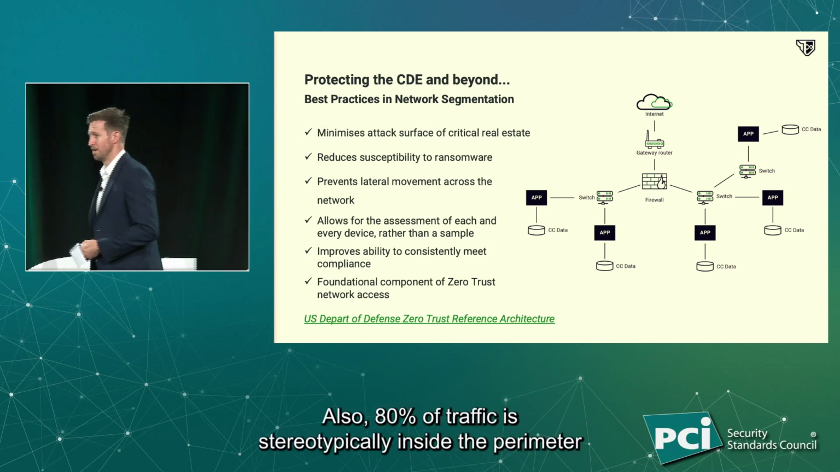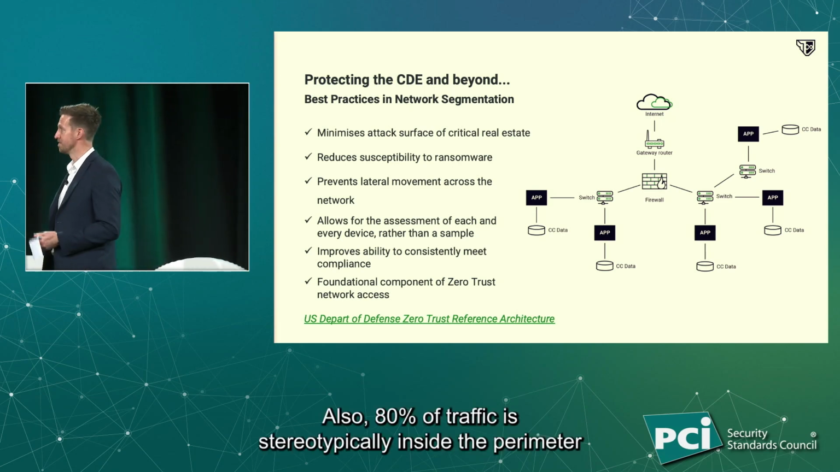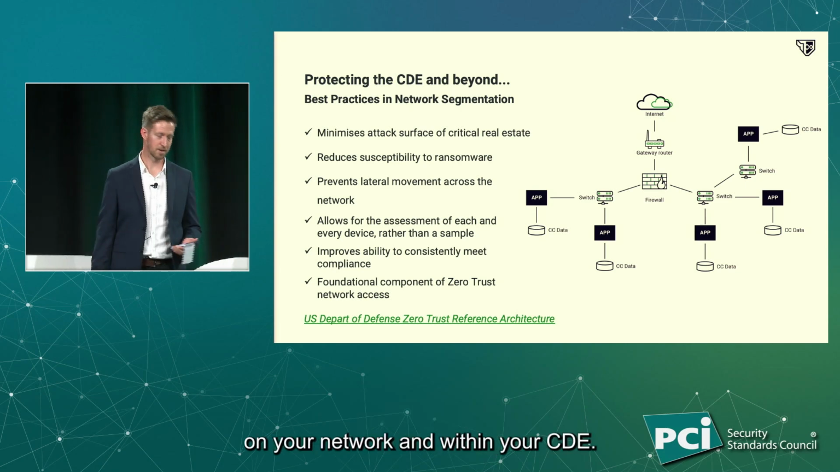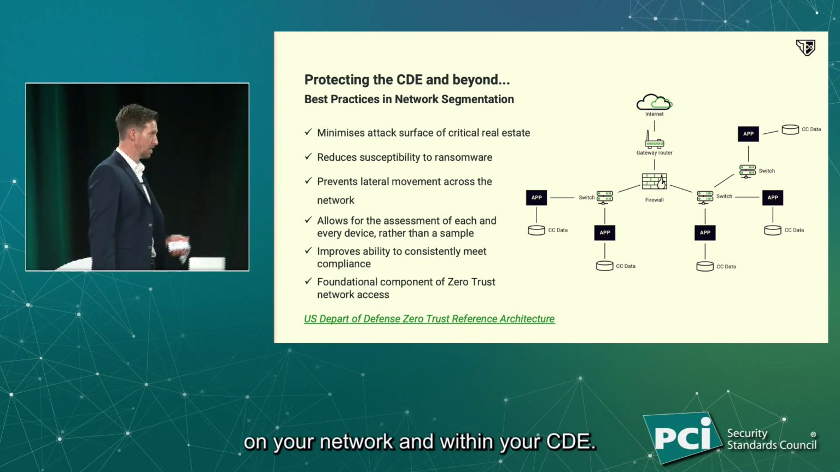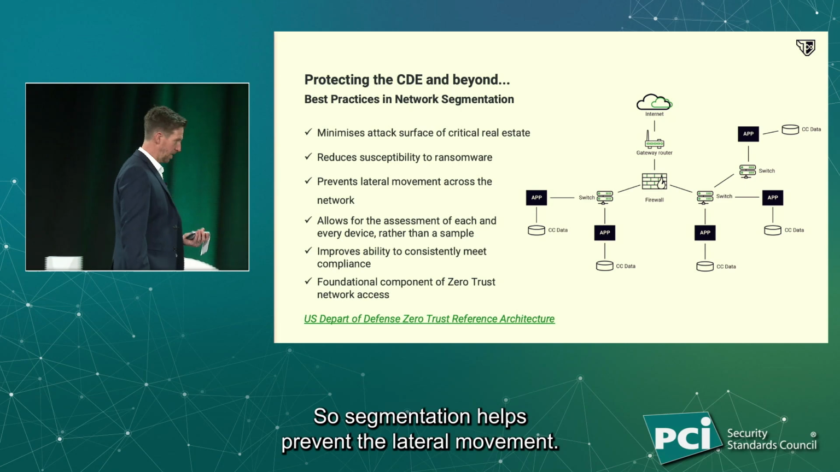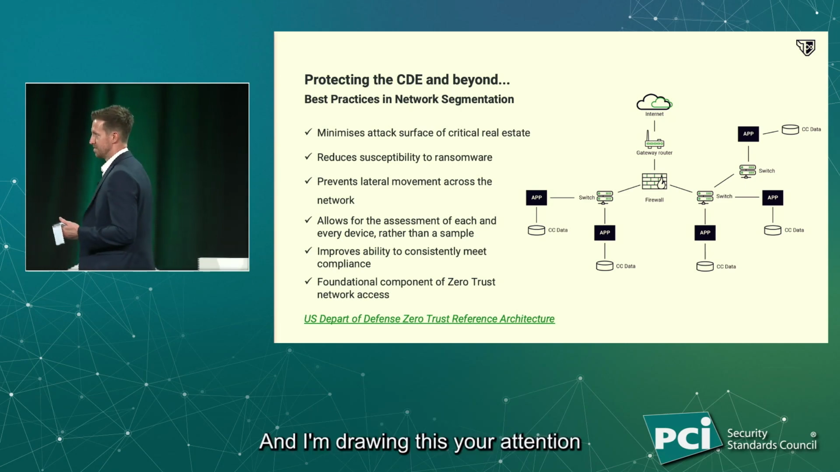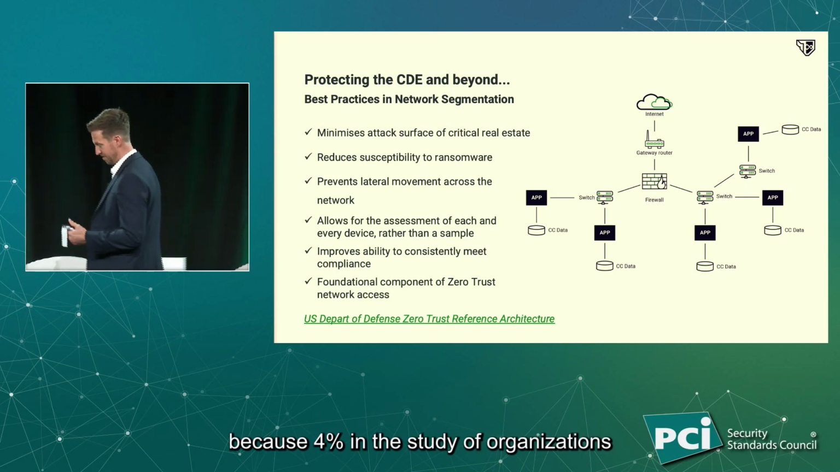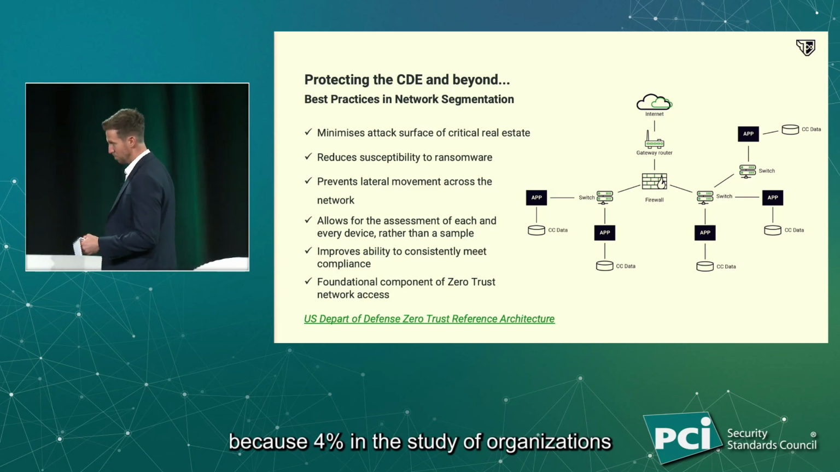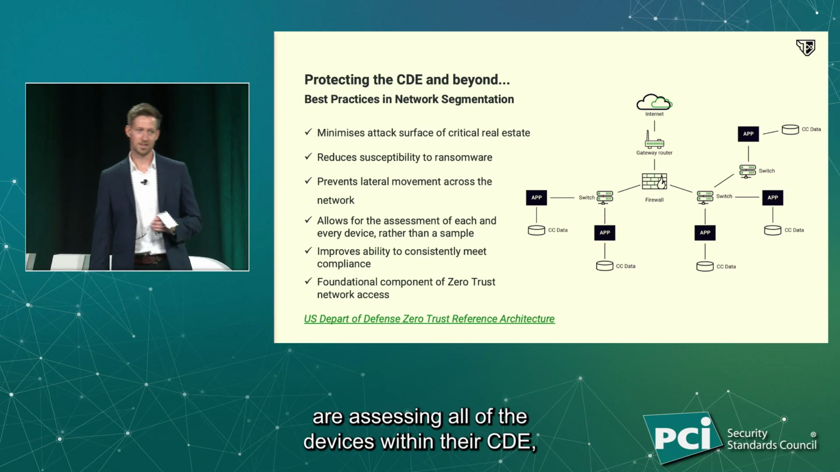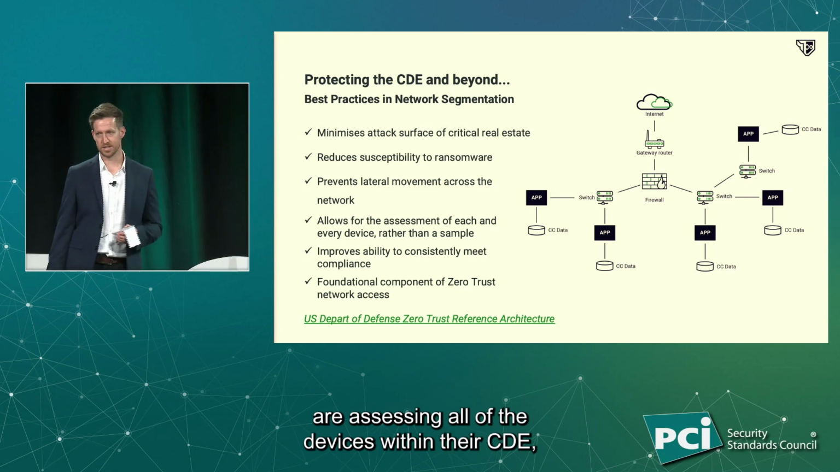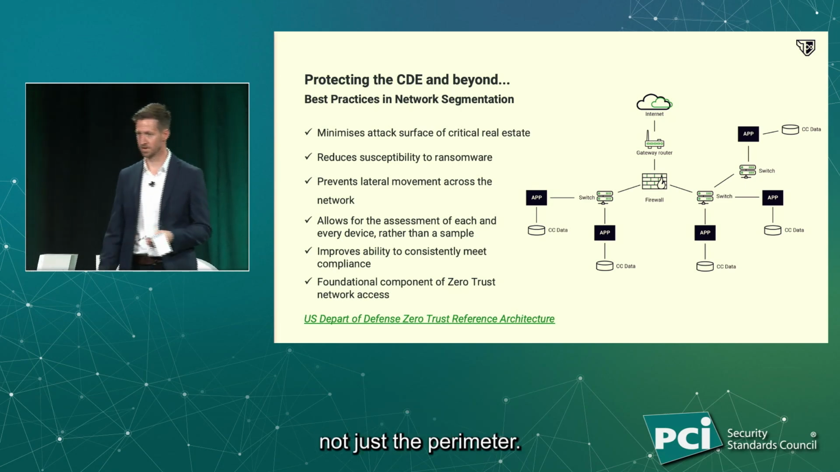Also, 80% of traffic is stereotypically inside the perimeter on your network and within your CDE. So segmentation helps prevent the lateral movement. And I'm drawing this to your attention because 4% in this study of organizations are assessing all of the devices within their CDE, not just the perimeter.